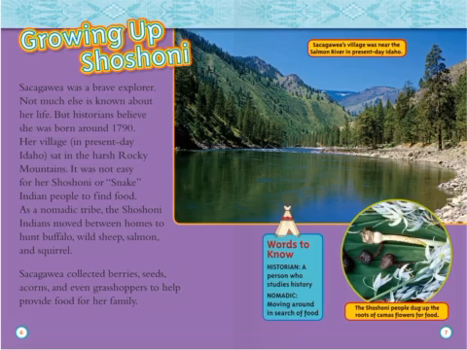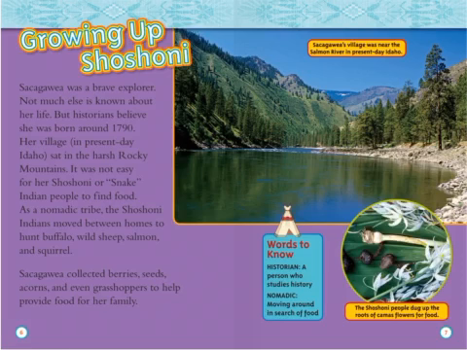Growing up Shoshone, Sakakawea was a brave explorer. Not much else is known about her life, but historians believe she was born around 1790. Her village, in present-day Idaho, sat in the harsh Rocky Mountains. It was not easy for her Shoshone or Snake Indian people to find food.